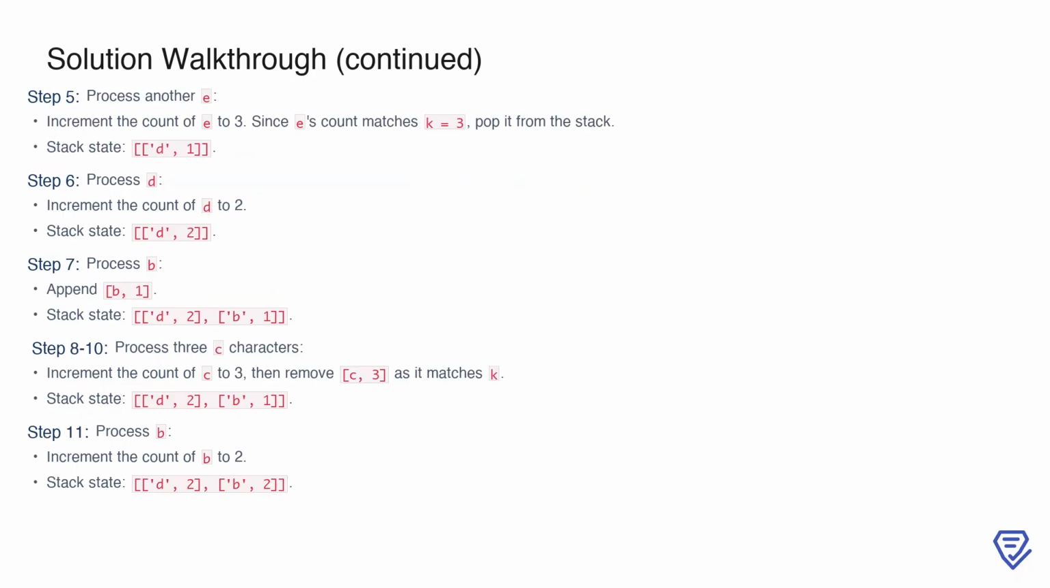As we process the next E, we increment its count to 3. Since this matches k, we remove E from the stack, effectively eliminating this group of adjacent duplicates. The stack now only contains D1.